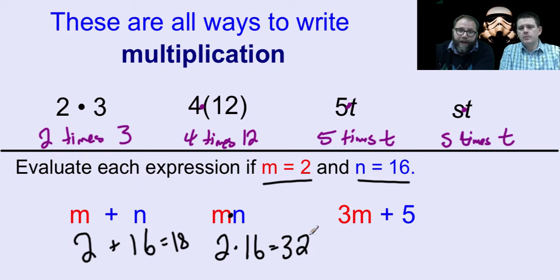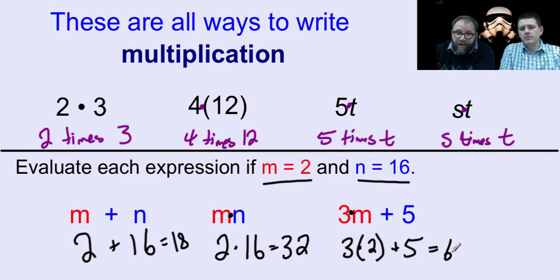And then we have 3m plus 5. So m equals 2, so I would write that as 3, and then parentheses would be my thing. Or Mr. McKenzie can use a dot. Mr. Romanovich is getting all fancy, going with his parentheses. I'm all right with it. And then we have to remember our order of ops. Order of ops says we do multiplication or division before addition or subtraction. So 3 times 2 is 6, and then 6 plus 5 is 11.